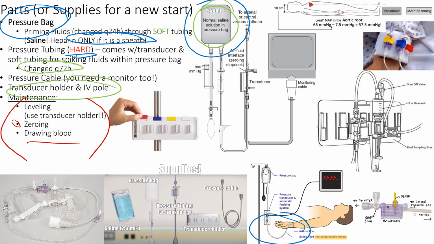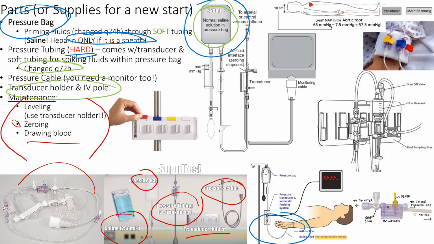Okay, so we got a pressure bag, we got our saline, we got the pressure tubing, we got our pressure cable, and our transducer holder, right? What is this right here? The bottom left. Looks like that's our pressure tubing that has the spike in it, where we're going to spike into our bag right there, right?